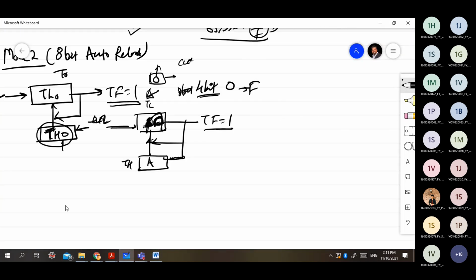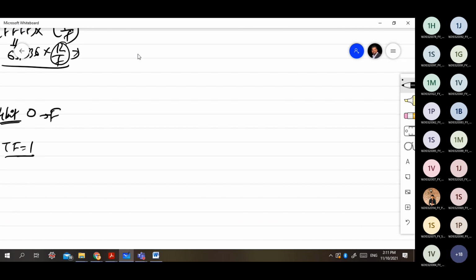I'm discussing mode 3. So mode 3 is applicable only to timer 0, not to timer 1. Timer 1 we cannot use in mode 3. Okay, now how does it work here? We can use two separate 8-bit timers.